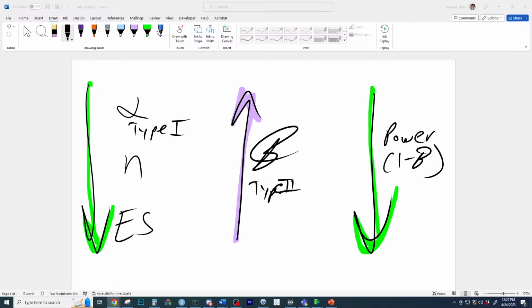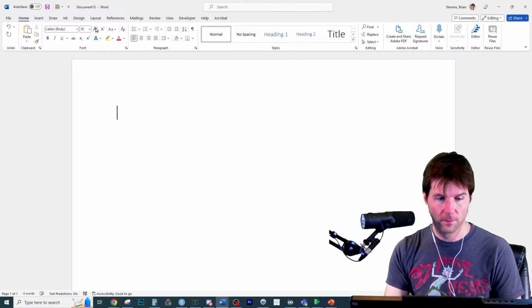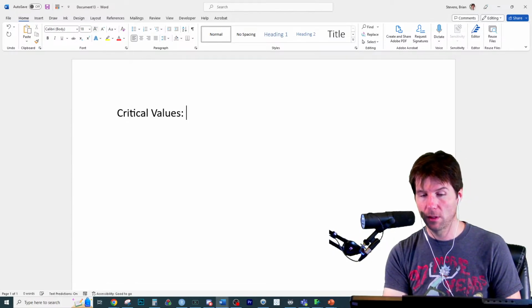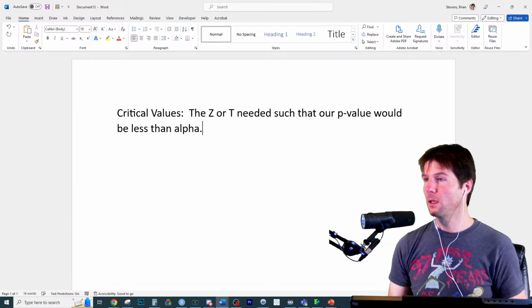Chapter 16, calculating critical values. So a critical value: the Z or T needed such that our p-value would be less than alpha.